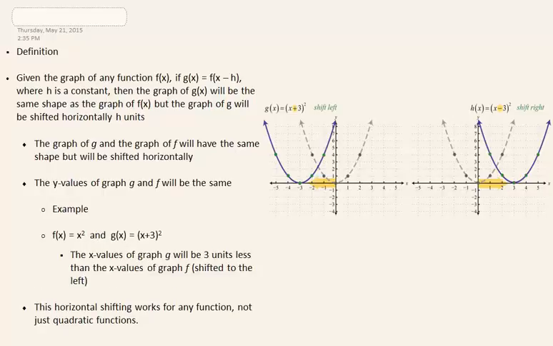If we look at the example, we have f of x is equal to x squared, and if g of x is equal to x plus 3 squared, we'll see that the x values of graph g will be 3 units less than the x values of graph f. So our graph will shift to the left, and this can be seen in our figure to the right. We can see the original parabola being shifted 3 units to the left when it's x plus 3, and being shifted 3 units to the right when h of x is equal to x minus 3 squared. As with the vertical shift, horizontal shifts work for any function.